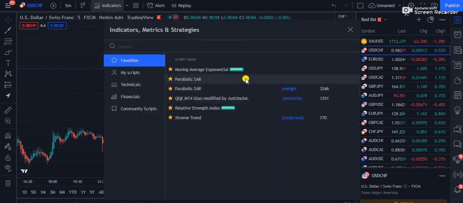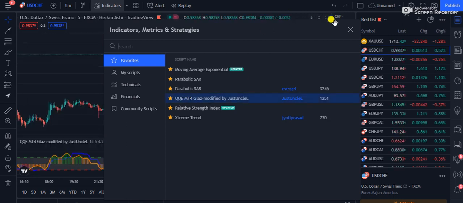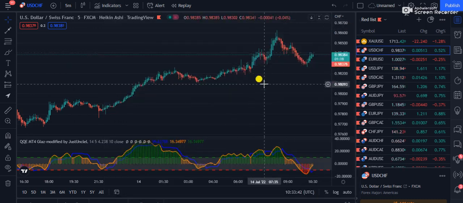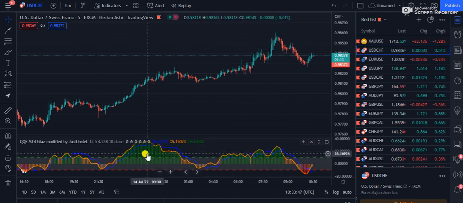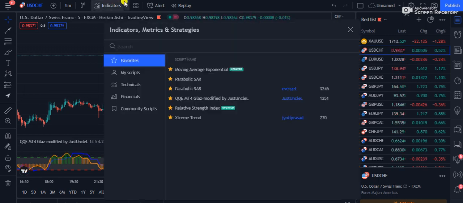We basically need two indicators. The first indicator is QQE MT4 Glass Modified by JustUncleL, and it has 1251 downloads till now. You can put this indicator in your favorites, and I'm going to attach this indicator, and you can see the indicator is attached on my chart, and into the below area it has already covered my space. Now we will need the second indicator that is very useful, and that is called Extreme Trend, and the author name is Jyoti Prasad, and it has 770 downloads at the moment.